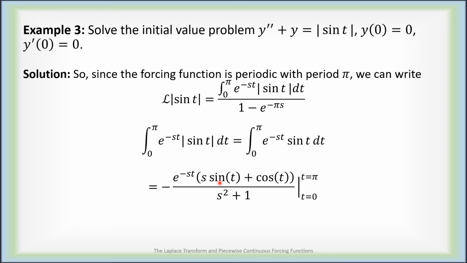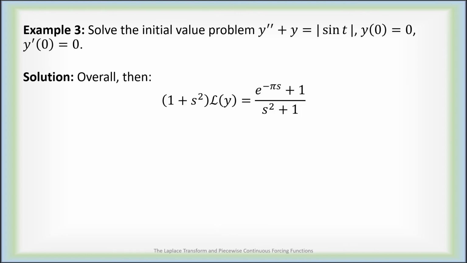Now, thankfully, both pi and 0 result in these sine terms being 0, so that can safely be ignored. What you end up with are your cosine terms, which are negative 1 and 1 respectively, and this all simplifies down to just being e to the minus pi s plus 1 over s squared plus 1. So overall, setting the left equal to the right, now that we've taken the Laplace transform of the absolute value of sine, we have this. 1 plus s squared times the Laplace transform of y is what we just computed. Dividing s squared plus 1 over to the other side, we have the Laplace transform of y is e to the minus pi s plus 1 over s squared plus 1 all squared.